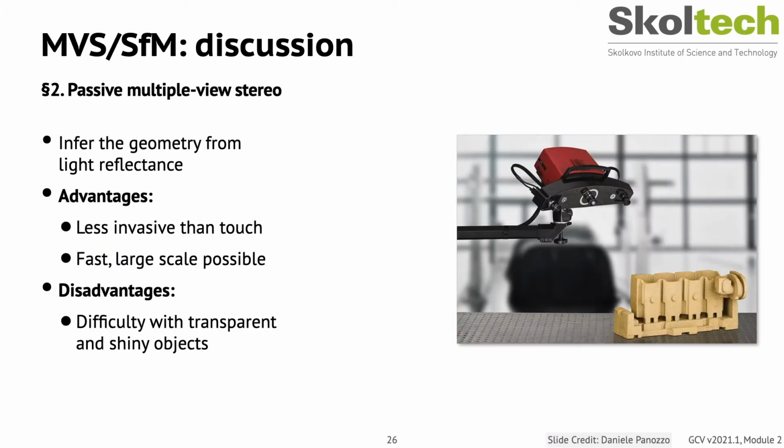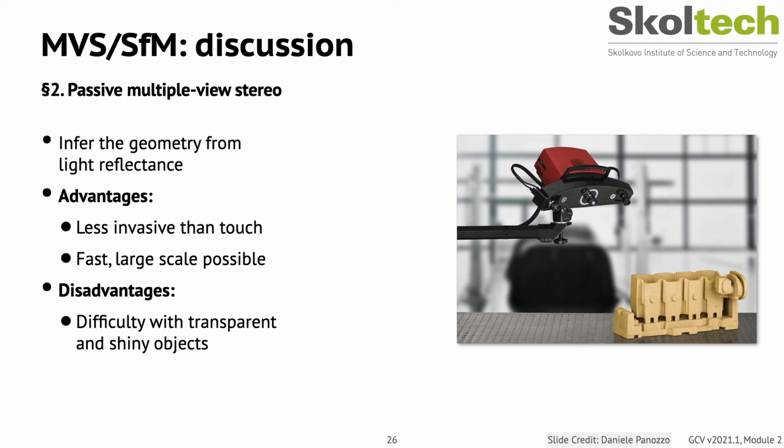To recap, MVS and SFM infer the geometry from light reflectance by only using color images as input. Their advantages are that they're less invasive than touch, they're basically passive, non-contact methods, and they are also comparatively fast and allow for large-scale reconstructions, including entire structures and even entire streets and cities.